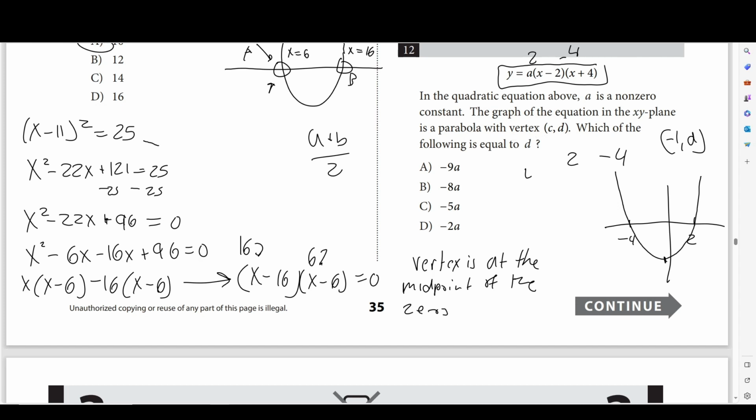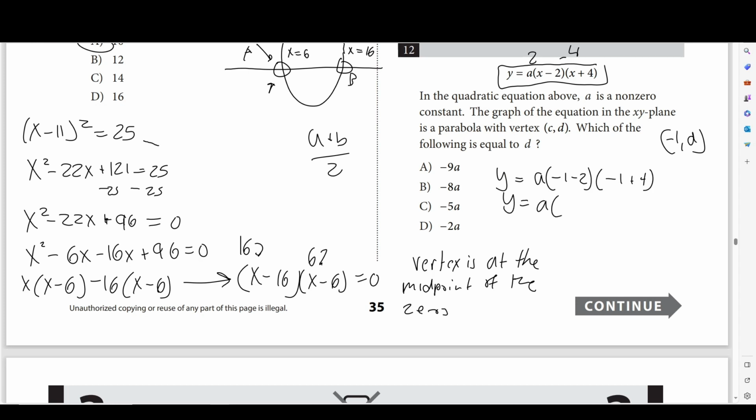So it's asking us which of the following is equal to D. The best way we can solve for D, if we have an x and we were given an equation, is just plug it in. So here I have y is equal to a times x minus 2, so negative 1 minus 2, times negative 1 plus 4. Y is equal to a times negative 3 times 3. So y is equal to negative 9a. And we know that our d value is the same thing as our y value, so d is equal to negative 9a.